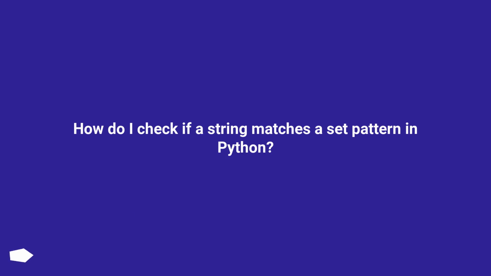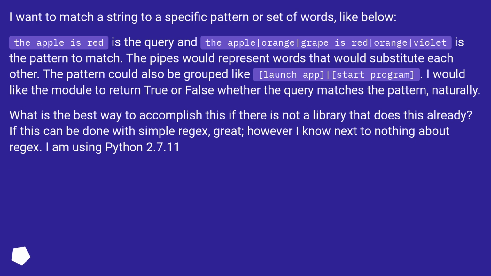How do I check if a string matches a set pattern in Python? I want to match a string to a specific pattern or set of words, like below. "The apple is red" is the query.